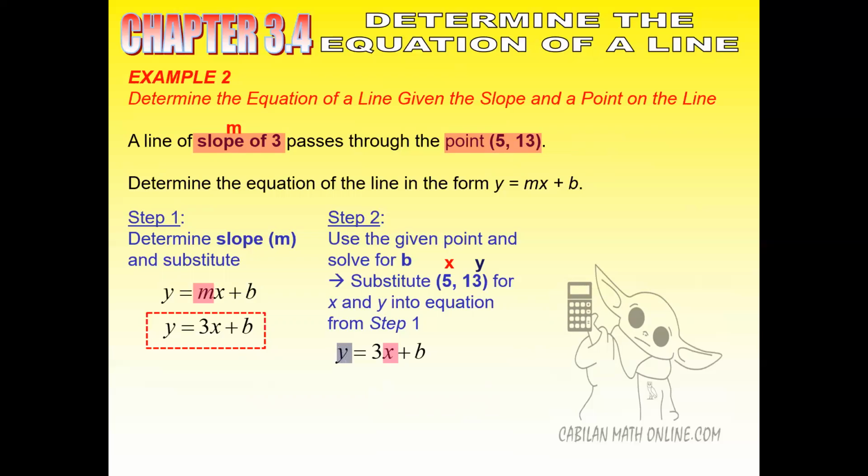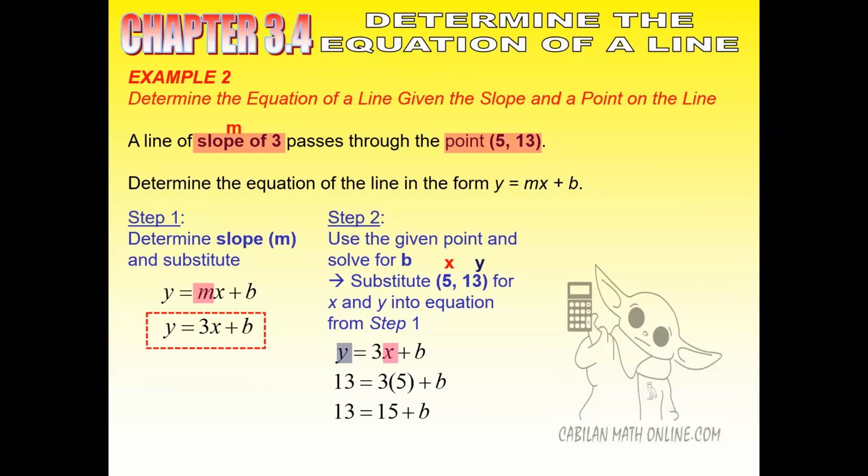When we do that, the x here is going to be replaced with the 5 in brackets, and then 13 replaces the y. And you can see here in this step we now only have one letter remaining, which is the b. So in the next step here, we're just going to simplify. The next thing I'm going to do here is 3 times 5, which is 15.